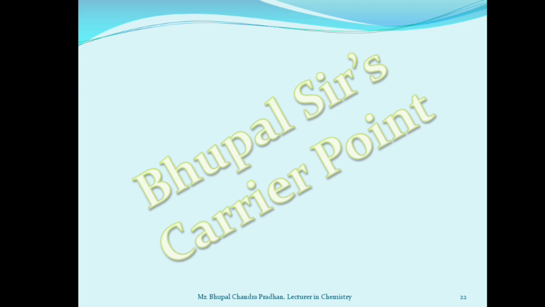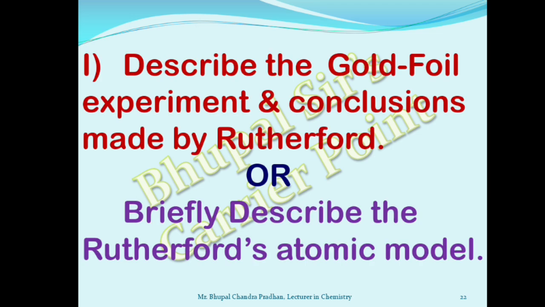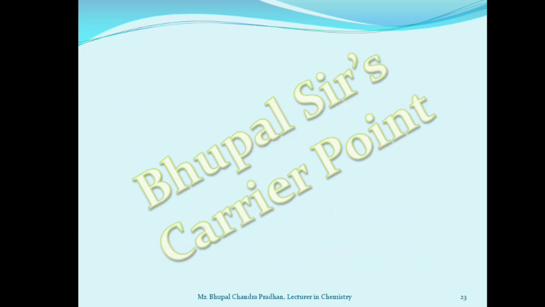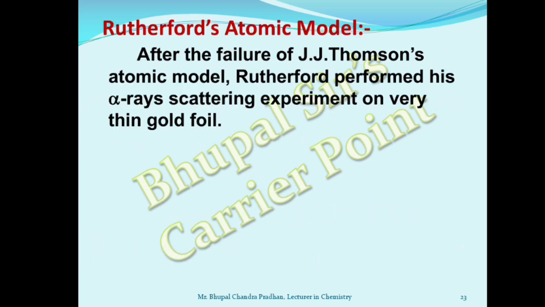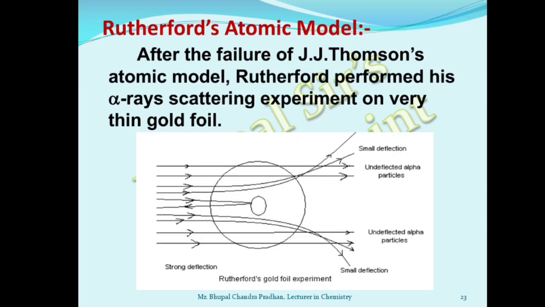Let us come to the first question of Group C. Describe the gold foil experiment and the conclusions made by Rutherford, or briefly describe Rutherford's atomic model. Rutherford's atomic model. After the failure of J.J. Thomson's atomic model, Rutherford performed his alpha-ray scattering experiment on very thin gold foil.